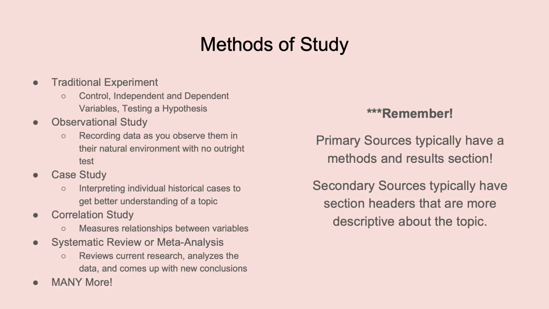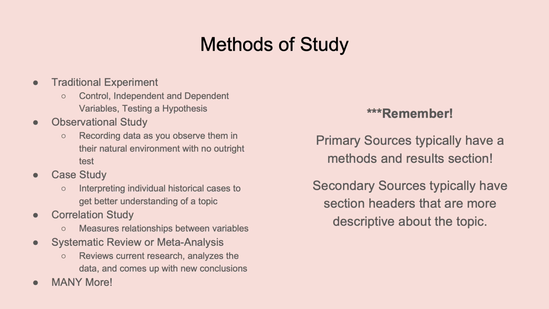All right, so different types of methods of studies. These are all different ways that you might set up your experimental design. This might be your traditional experiment. You might have a control, independent and dependent variables, and you're testing a hypothesis. You set it up in a very controlled environment, you only change the one thing, and you see what happens.